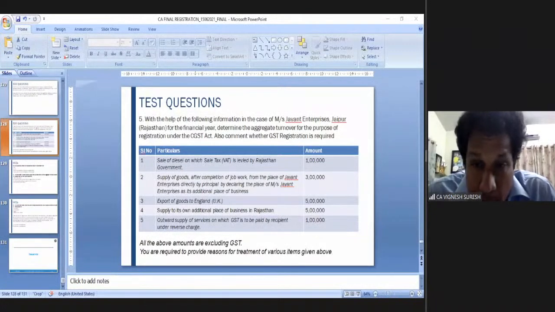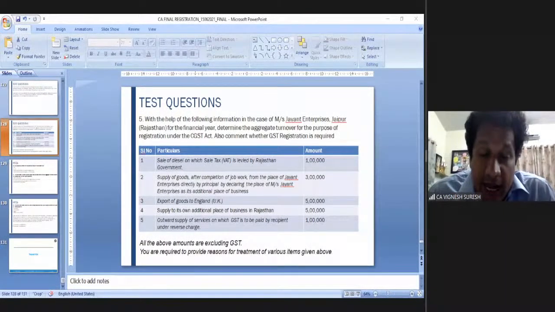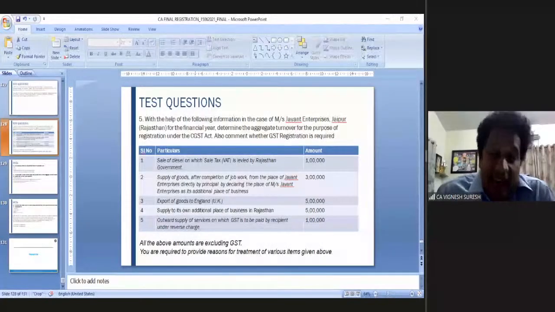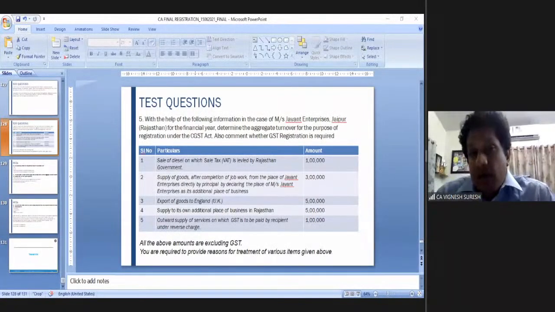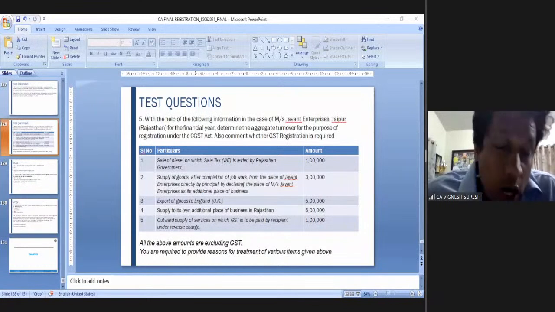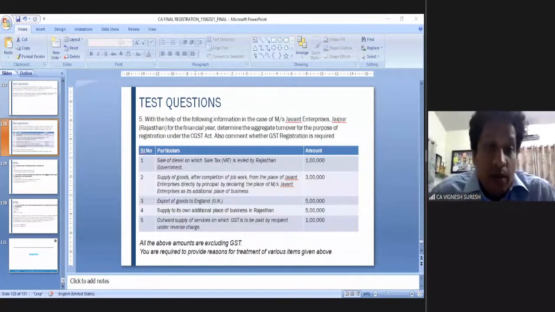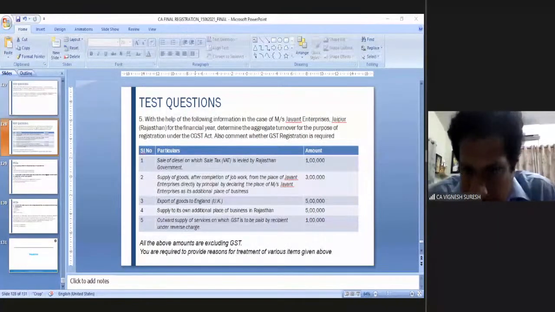So first, point 9, subsection 5: where it is there, then the threshold limit is applicable. Where 9 subsection 5 is not there, then the threshold limit is not applicable. This point should be very clear, right?